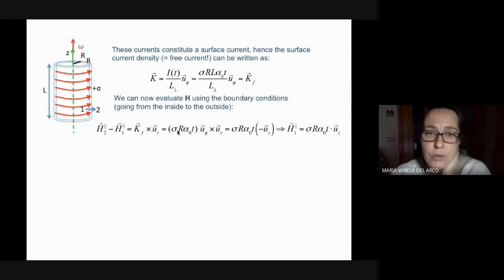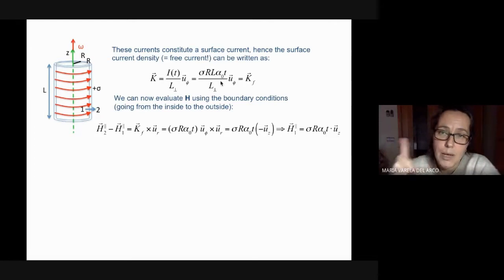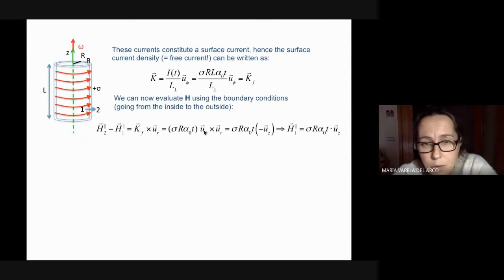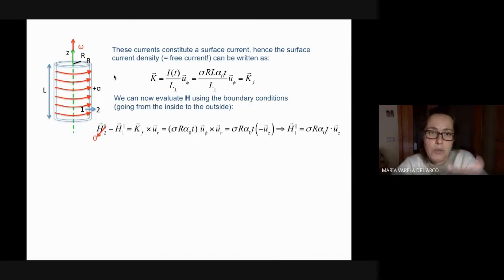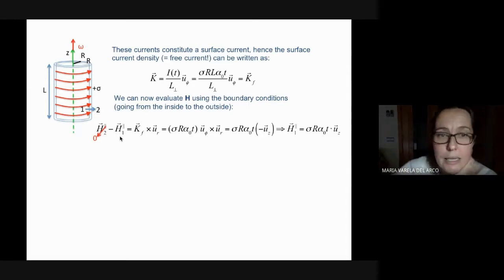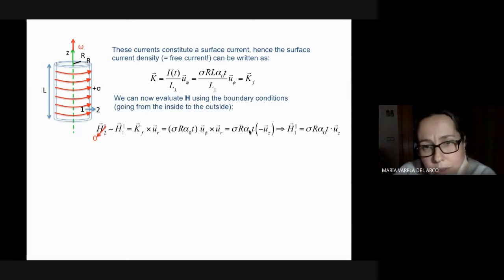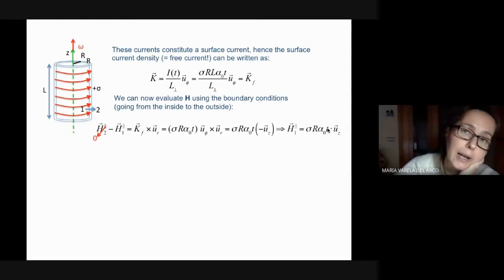So Kf is alpha naught T times capital R sigma, okay? The free current goes azimuthal, U phi, the normal vector is UR. This cross product can be easily seen to be minus UZ, the cylindrical Z, the axis of the cylinder, right? So we also have to take into account that outside my current distribution, just because of the symmetry of the problem, just like a solenoid, the field is 0, okay? So in other words, minus H1 parallel, the field parallel to the Z-axis, is going to be equal to minus sigma R alpha naught T UZ. So the field inside the cylinder is going to be H equal to sigma R alpha naught T, and it's going to be vertical. All right?